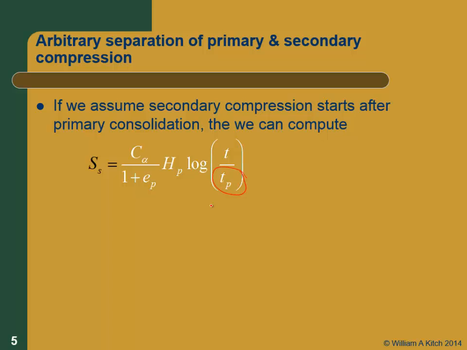But more commonly what we do is we can actually see the end of primary in the lab, or we can use Casagrande's method or Taylor's method to calculate the end of primary. You just take that number, and then the difference between the lab and the field, if the lab sample is representative, has to do with the drainage distance. You take the difference of the square root of the drainage distances and convert that time to a field time. So there's two different approaches to it.